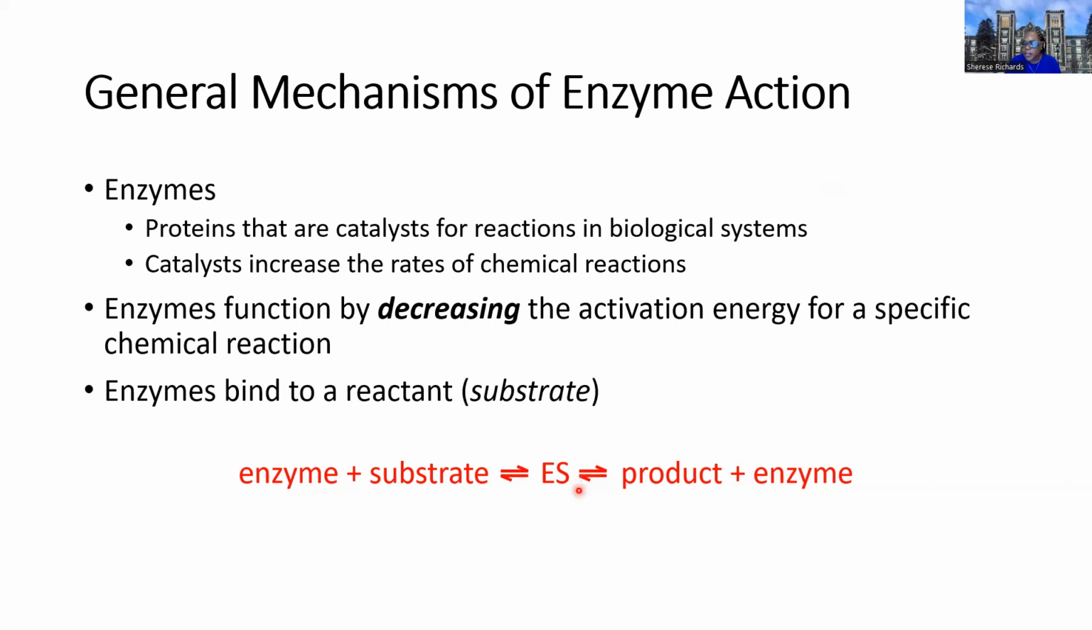We also want to remind ourselves that these bidirectional arrows mean that this can proceed in both directions. So we can bind enzyme to substrate and end up with a product. We can bind product to enzyme and end up with a substrate. So the reaction can proceed in the forward and the backward direction as well.